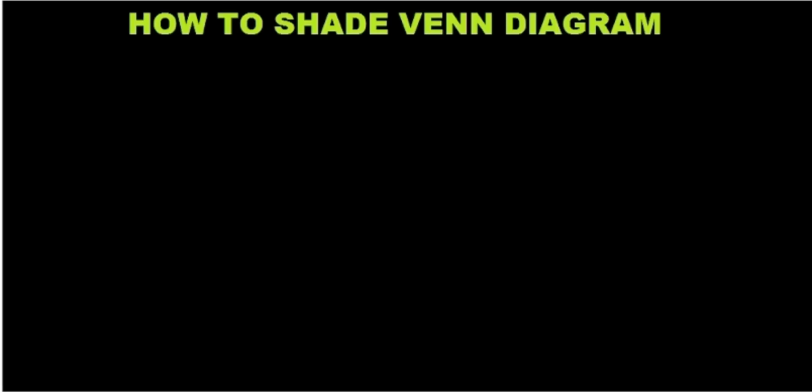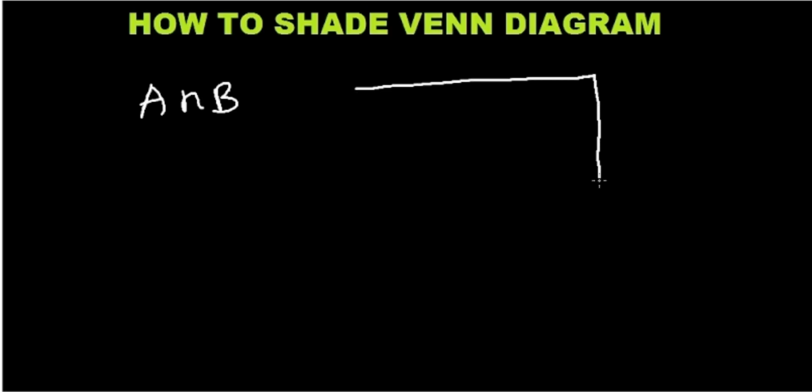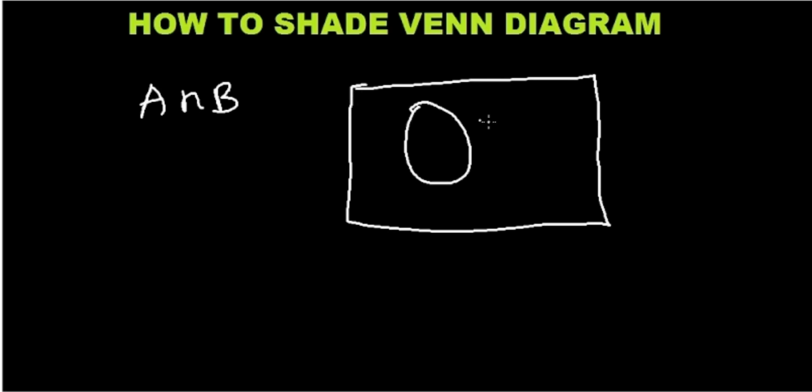So number one, I'm very sure we must have seen something like this: A intersection B. Let's assume we want to shade this. We have a diagram like this with two sets, A and B. The first thing you need to do is to number it. You can start numbering from anywhere. So let me start from here: 1, 2, 3, and 4. This 4 represents the other one that is outside.